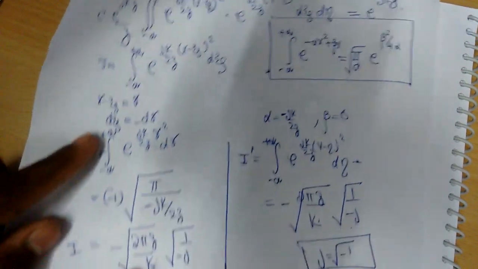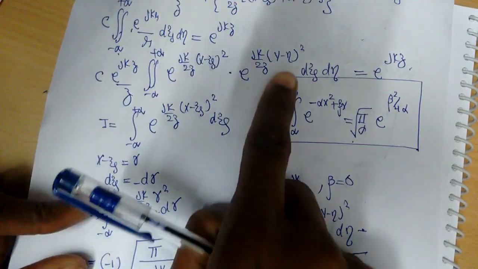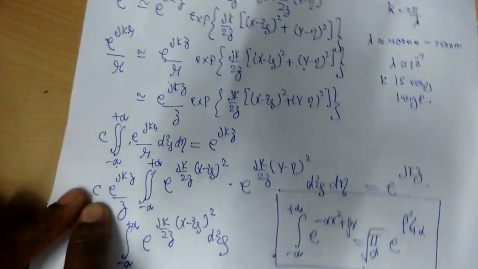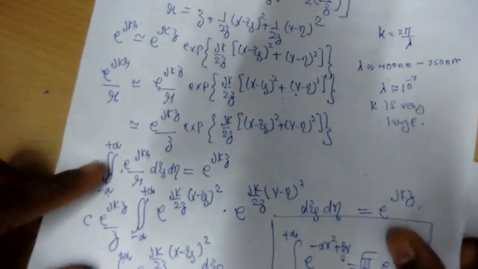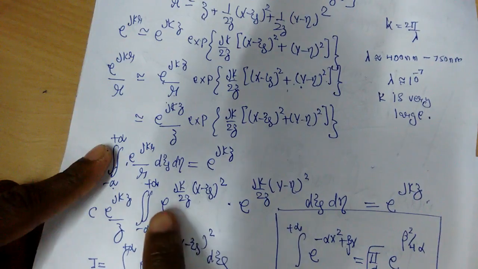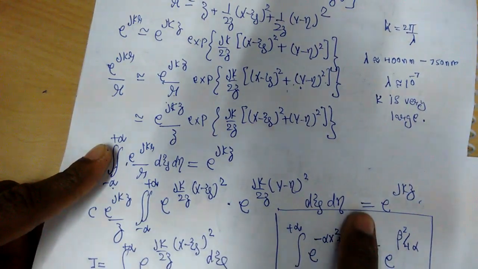Okay. So what you do now, you substitute these values I and I prime, where this is I, this is I prime, into the equation. Let me take a new page. What you will get is C times, let me show you this equation again, C times e raised to power jk upon z. So it is C times e raised to power jk z upon z, and then you have the first integral and the second integral. You multiply these values and you equate with e raised to power jk z.